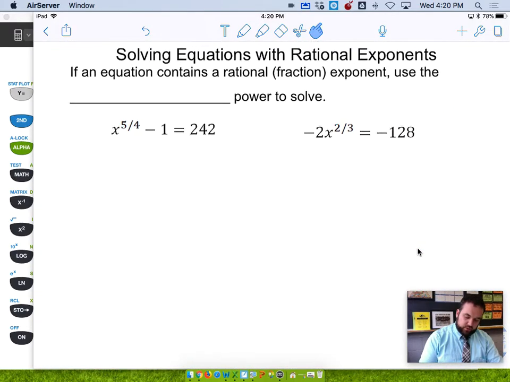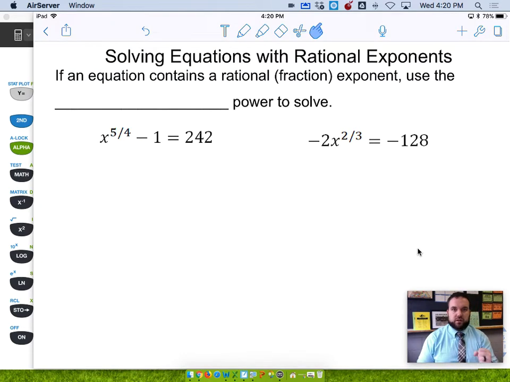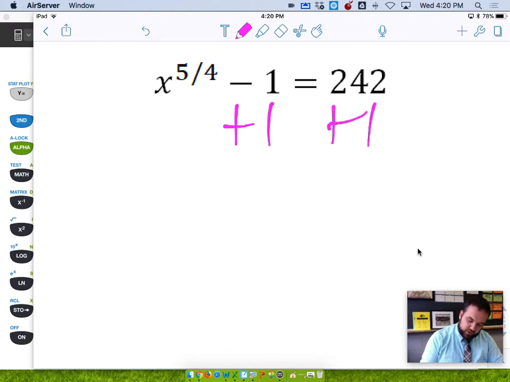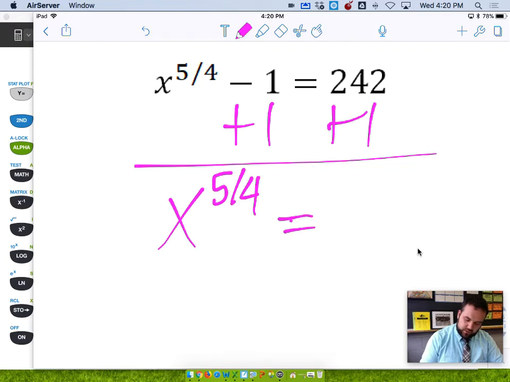This is where we get to the meaty, good math. What happens if I have an exponent, but that exponent is a fraction? If I look at something like x to the 5/4 minus 1 equals 242, either way, I know I'm going to have to add 1 to start with. So I get x to the 5/4 equals 243.